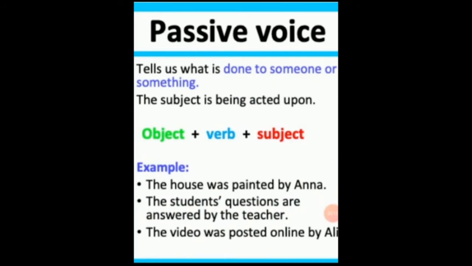Now come to passive voice. Well, passive voice tells us what is done to someone or something. So the subject is being acted upon. The structure is object plus verb plus subject. The example is, the house was painted by Anna. The students' questions are answered by the teacher. The video was posted online by Ali.